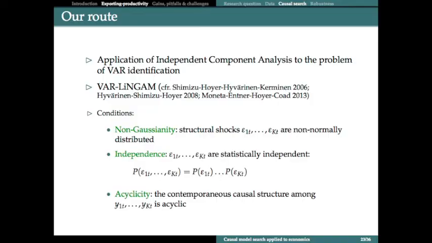So our idea, the route that we take, is to apply the LiNGAM algorithm, the VAR-LiNGAM algorithm, as developed by Shimizu, Hoyer, Hyvärinen, and Kerminen.